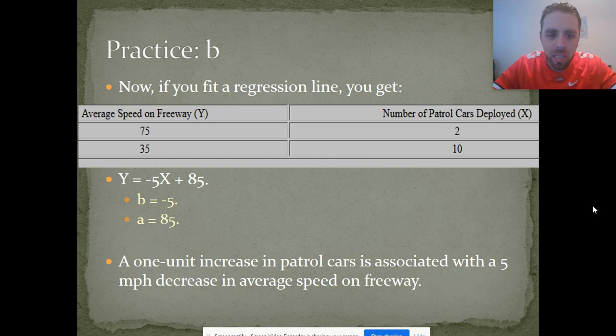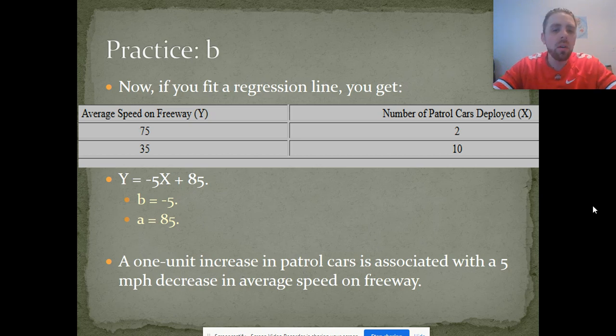So I'll repeat that one more time. A 1 unit increase in patrol cars is associated with a 5 mile per hour decrease in average speed on the freeway. All right.